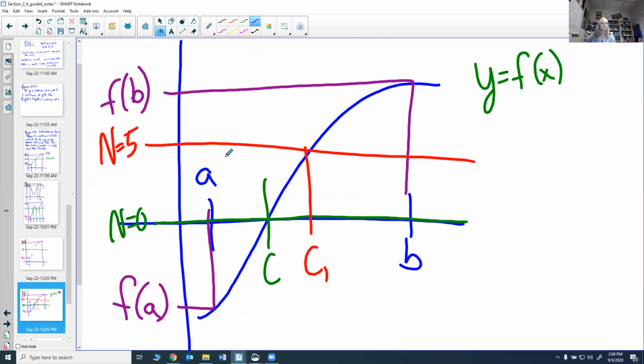As an example, here we have an a and b. If n is equal to 0, somewhere between f of a and f of b, then you can see there is some c where that will happen. If you have a different n of, let's say, 5, it's still between f of a and f of b, then you have a different c that's between a and b where that would happen.